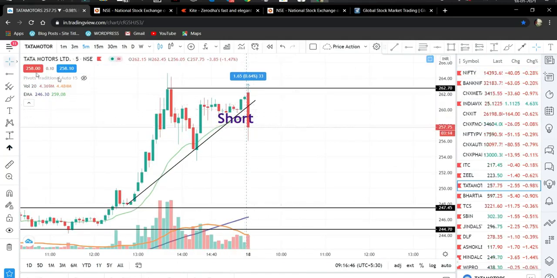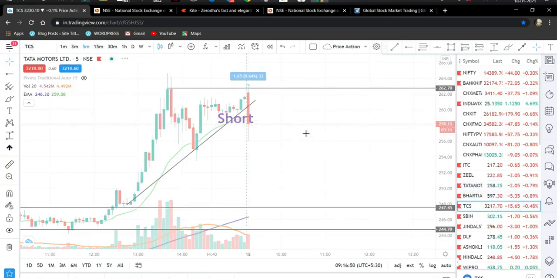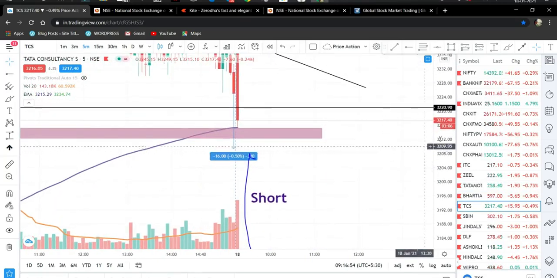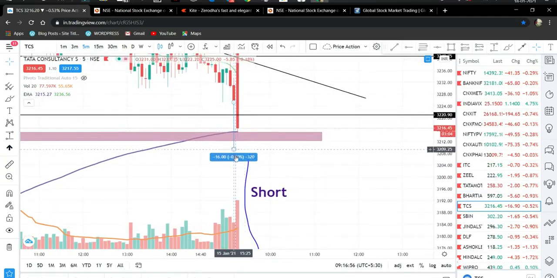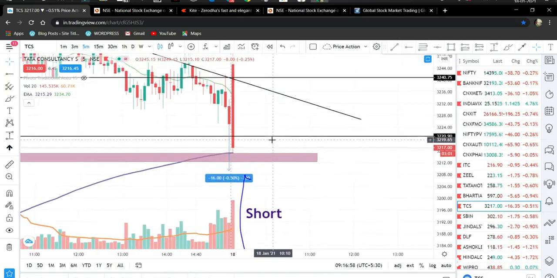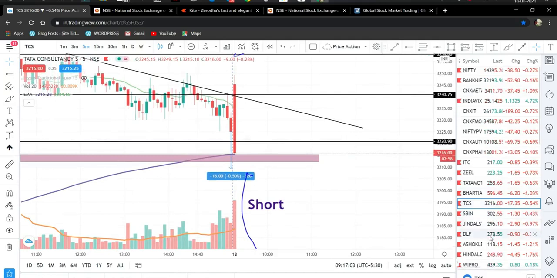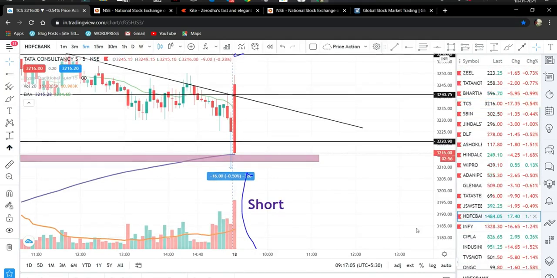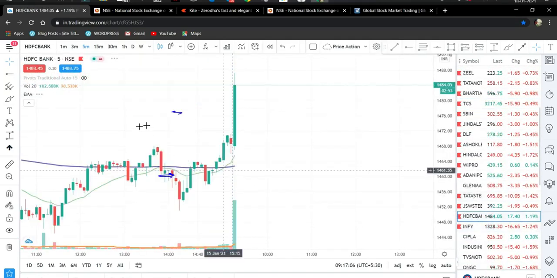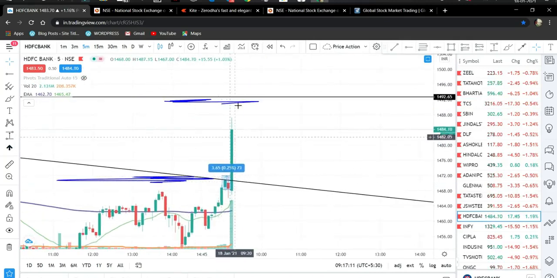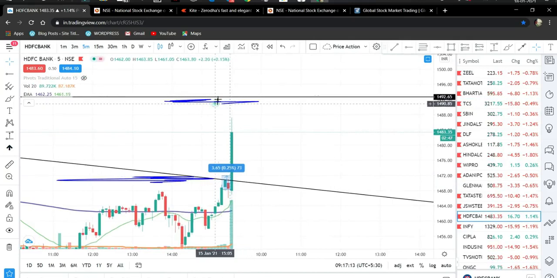Now you can take a short trade in Tata Motors and get a small target, and the next stock is TCS. It's down significantly, and I can take a short trade in TCS below that demand zone, and if it breaks the 200-day EMA. The next stock is HDFC Bank, and a big gap up in HDFC Bank, and that resistance could be our first target at around that blue region.